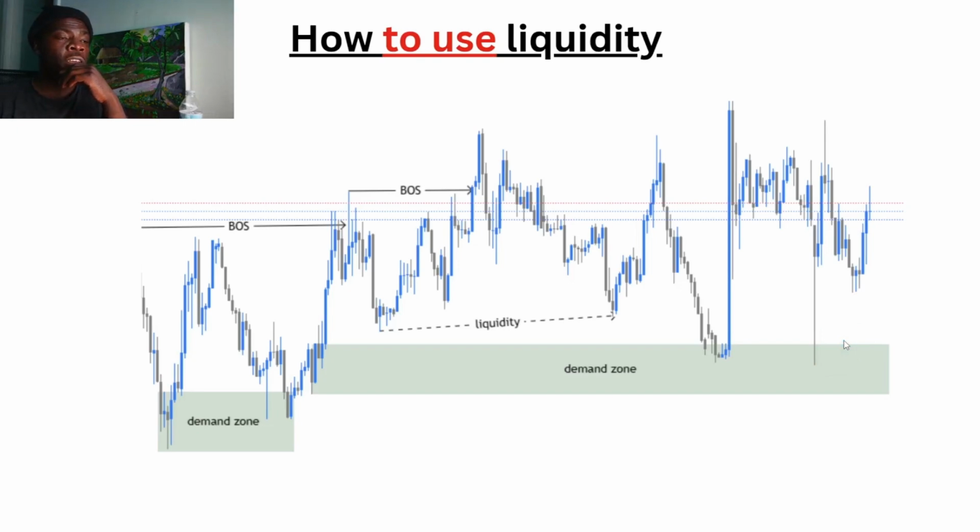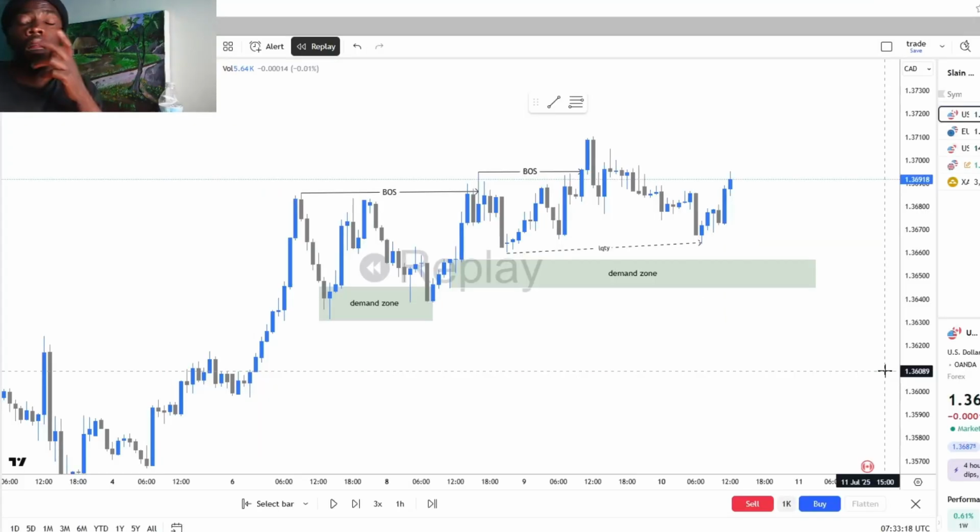So these are all the examples that I have for you guys, and I'll be going into the live chart and breaking down more examples of how liquidity is actually used, so you can actually see. I hope this was helpful, but let's get into the chart and see.